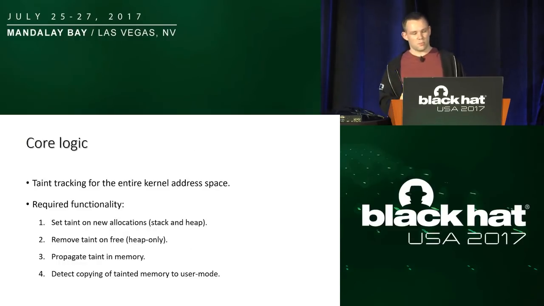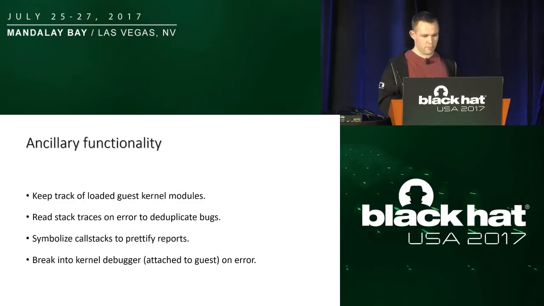And the core logic of Bochspwn is that we want to taint track the entire kernel address space. And in order to do it, we need to first be able to taint on new allocations that are being performed in kernel mode, both from the stack and the heap. Then we want to be able to remove taint when memory is freed. Of course, we want to propagate taint in memory, and then most importantly, we want to detect when some uninitialized memory is copied from the kernel space to the user space.